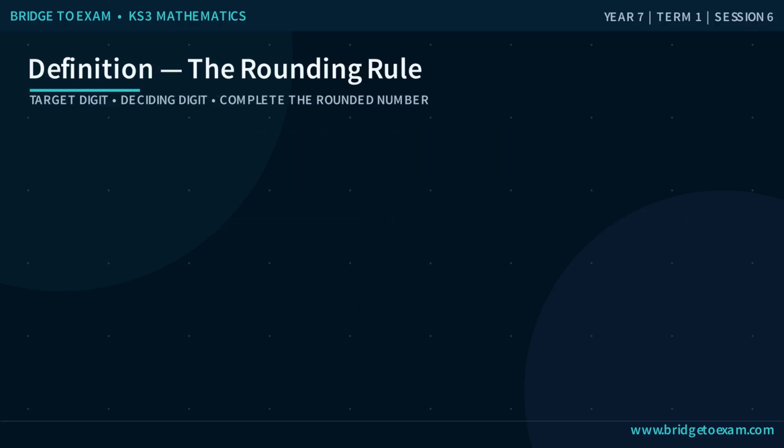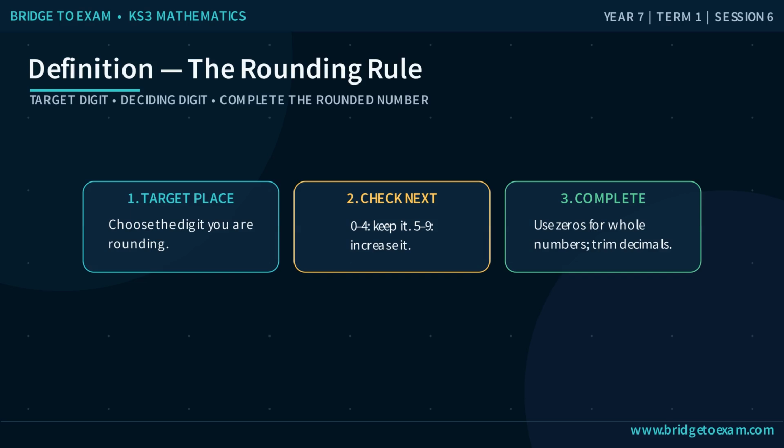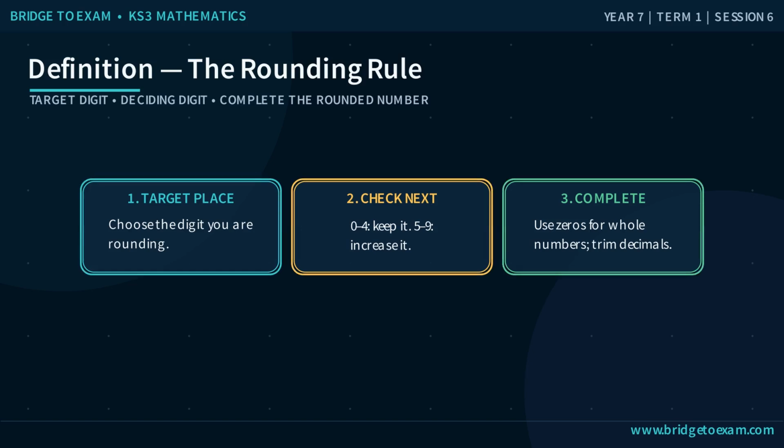Rounding replaces a number with the nearest landmark at a chosen place. First, identify the target digit. Then inspect the digit immediately to its right. If that deciding digit is 0, 1, 2, 3, or 4, keep the target digit unchanged. If it is 5, 6, 7, 8, or 9, increase the target digit by 1. For whole numbers, all later digits become 0. For decimals, remove the later digits.